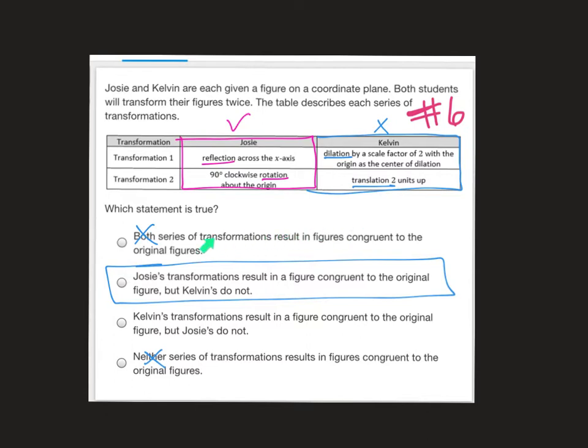So if we looked at our answers, first off, choices A and B either say both or neither. We know we have one of each, so that's why we marked out those. Now we had to look at our choice B, and it says that Josie's transformations result in a figure congruent to the original figure, but Kelvin's do not, which is exactly what we said. We said this one produces congruent shapes, this one does not. All right, so that's in the correct order. C, if you notice, is kind of backwards. So choice B was definitely your answer on number 6.